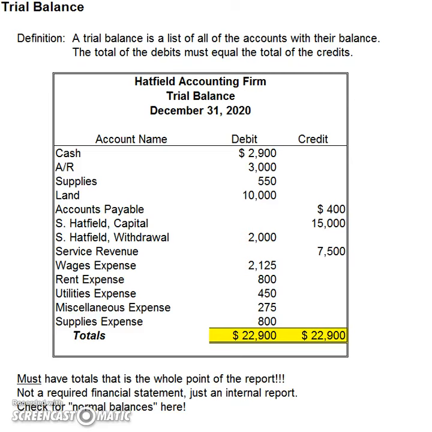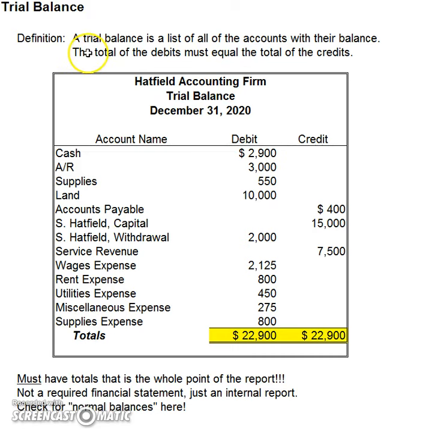The next thing I want to describe is something called a trial balance. A trial balance is not a required financial statement, it's just an internal report. The trial balance is just a list of all of the accounts that we have and their balance. Notice you don't have both a debit and a credit balance in cash, even though we had debit and credit entries. We're recording what is the balance in the account at the end of the accounting period.